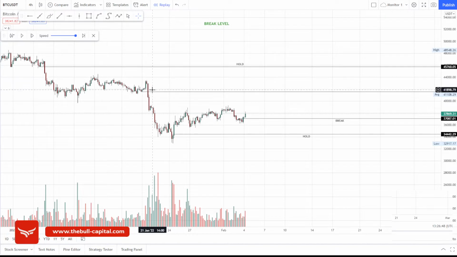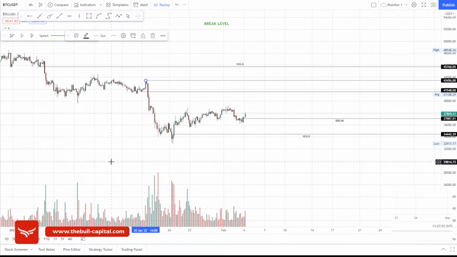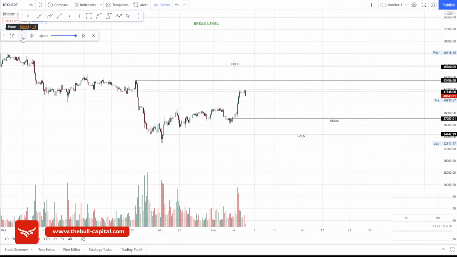And this now acts as a hold level, and it can actually weaken the origin point. Let's see what actually happens.